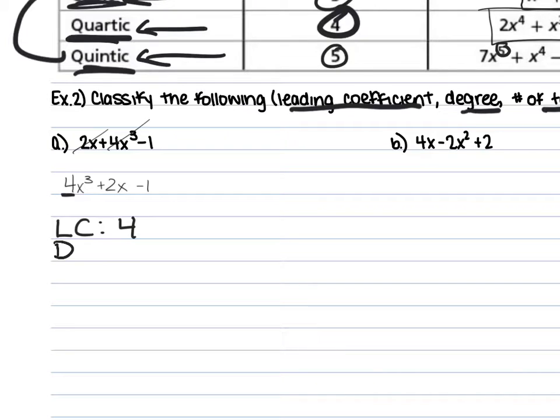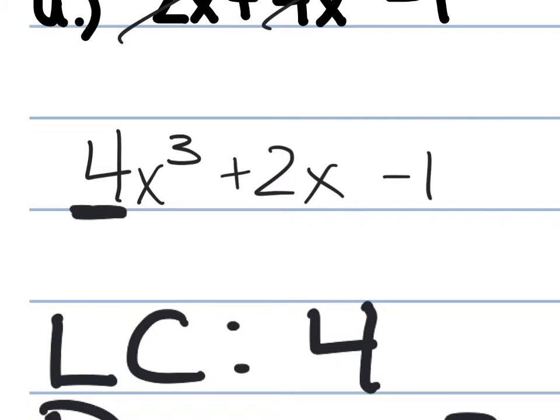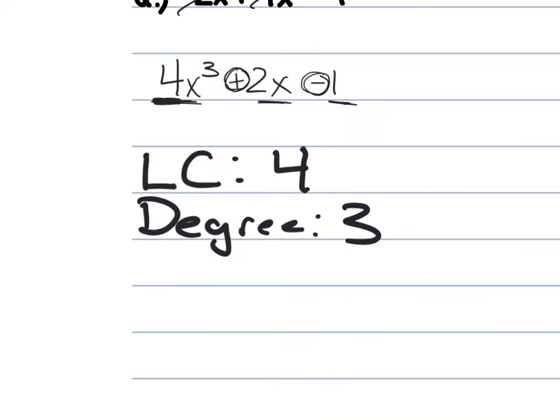Now we're going to name the degree. This is a polynomial, so we're looking for the highest number. What is the degree of this polynomial? 3. We're going to talk about the number of terms. How many terms do I have there? 3. If you're not sure why it's 3, circle your pluses and your minuses, and you've got 1, 2, 3. It's the things being separated by the pluses or minuses. There are 3 terms. So this is going to be called a trinomial because there are 3 terms.